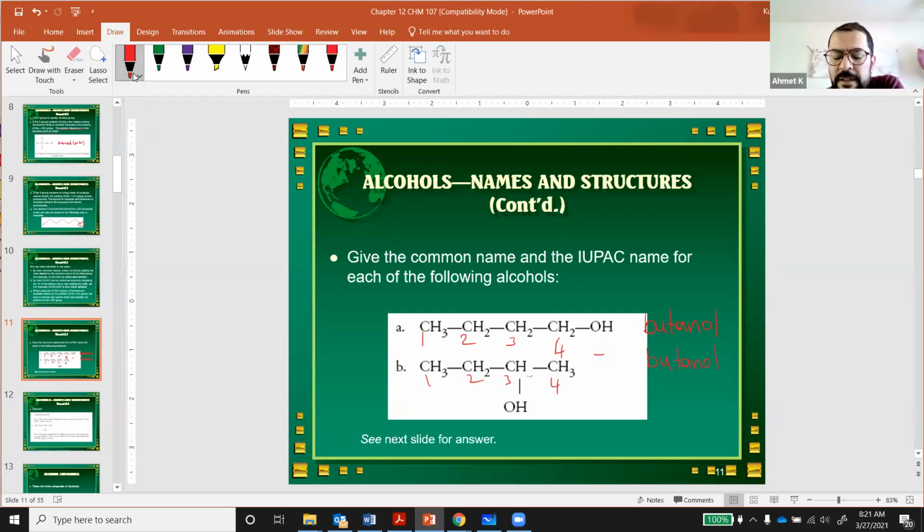Why is it not 3? Because you go the other way. You number to give the lowest number, yes. Very good. So now it's 1, 2, because we want to give the smallest possible number. So it's going to be 2-butanol.